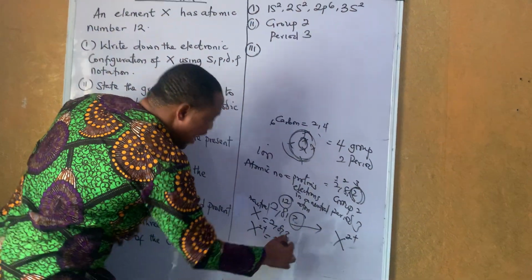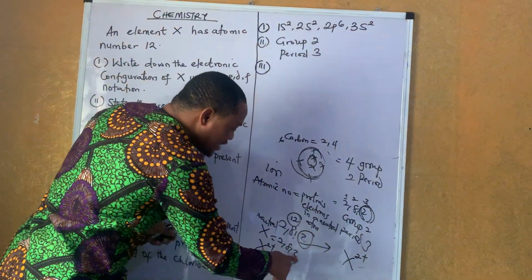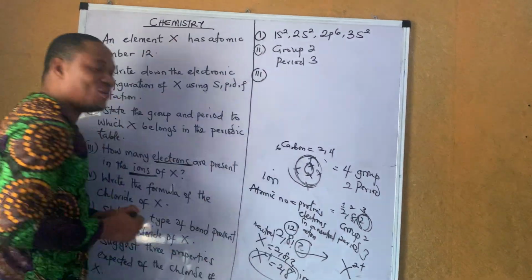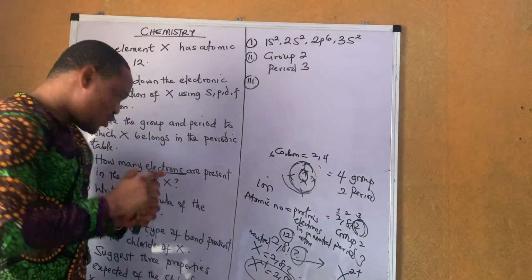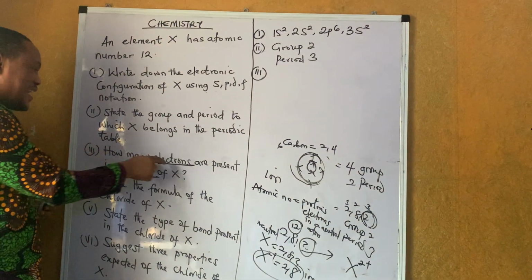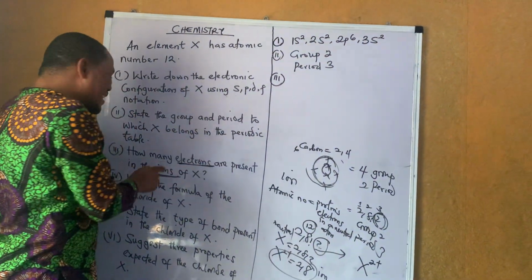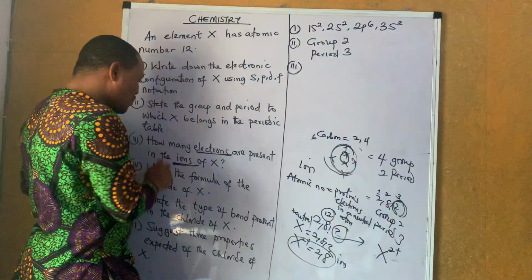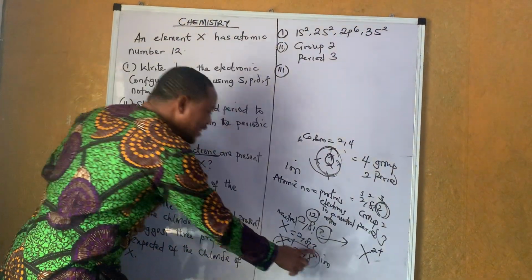So it becomes 2, 8. How? Because it has given out this 2. So this is now an ion. I want to believe this is clear. So the answer: how many electrons are present in the ions of X? How many electrons? So for it to become an ion, it has to give 2.